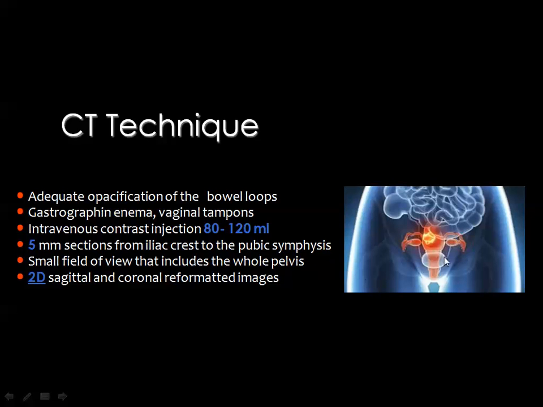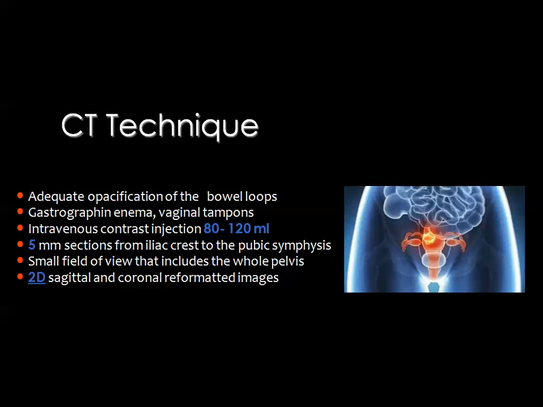Then in the CT technique, we usually use some gastrography to opacify the bowel loops, and we may need in some specific cases to inject gastrography in the rectum to opacify the distal part of the colon. Sometimes we need to put vaginal tampons, especially whenever we are evaluating lesions in the uterine cervix or lesions in the proximal part of the vagina. And in many conditions, we usually need to inject contrast medium. And this is the regular dose for the adult female.